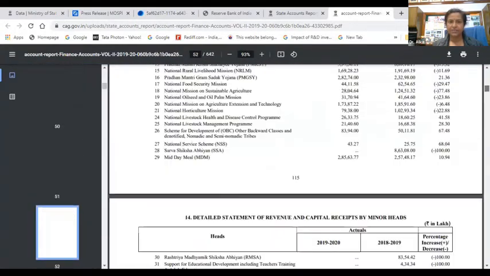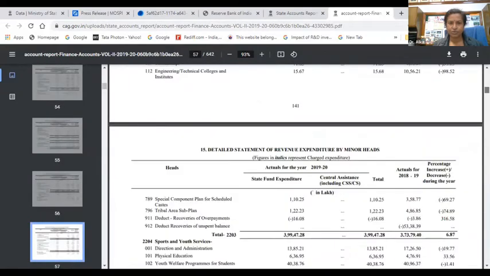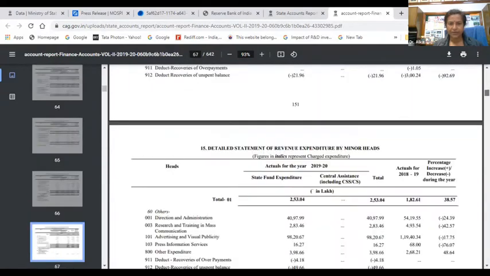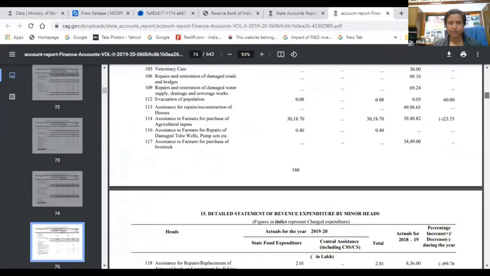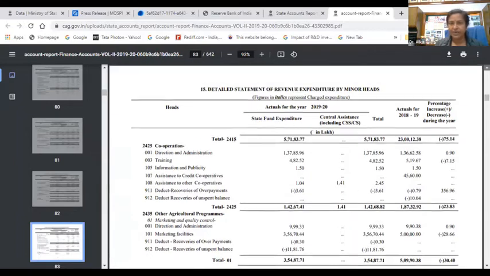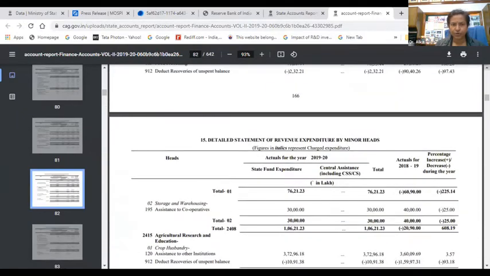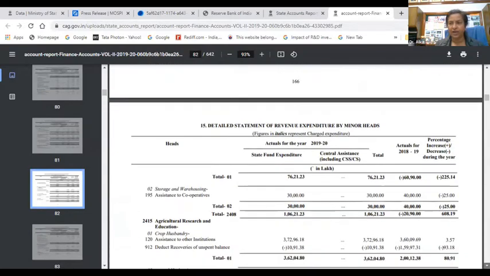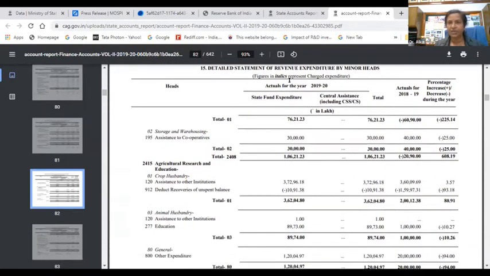Here, just see, I'm showing you. Agriculture is 2401. Here code systems are there. For example, 2425 is for cooperation, and 2435 is for other agricultural programs. I'm showing you 2415. Suppose you want to know how much the Andhra government has spent on agriculture research and education.